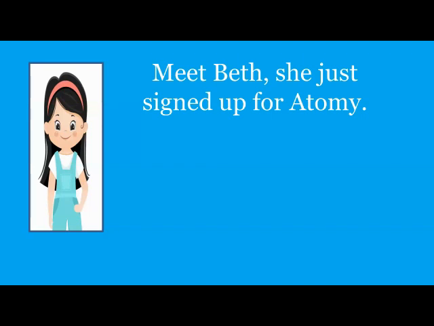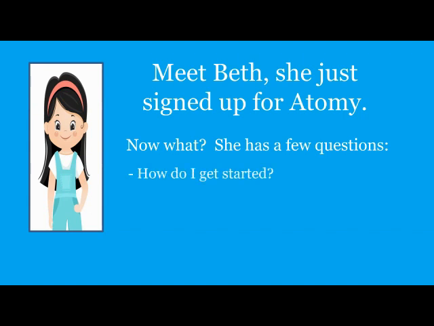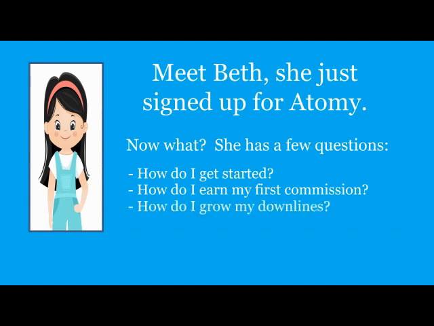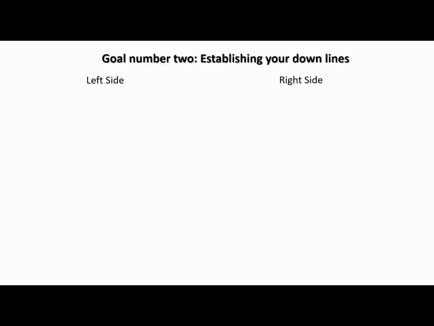So meet Beth. She just signed up for Atomy. She's new to the company. But now what? She has a few questions. How do I get started? How do I earn my first commission? How do I grow my downlines? Well, here's Beth. And now she has been buying some products on her own. She doesn't have anybody below her, so she buys products for herself, and she now has 300,000 points in her own account. But she signed up her friend Sam, and that first person started her left downline.